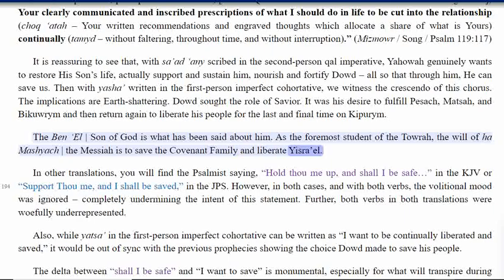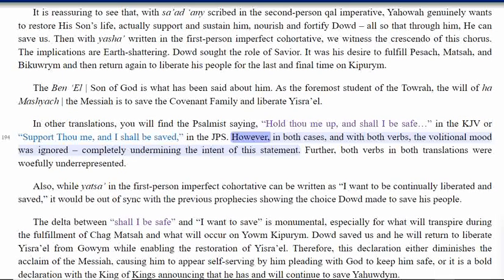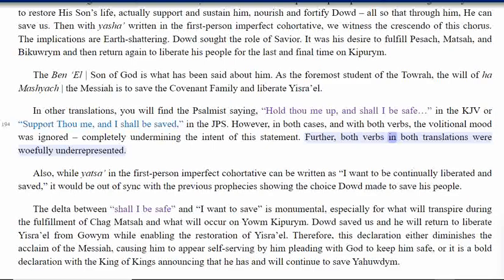In other translations, you will find the psalmist saying, Hold thou me up, and shall I be safe, in the KJV, or support thou me, and I shall be saved, in the JPS. However, in both cases, and with both verbs, the volitional mood was ignored, completely undermining the intent of this statement. Further, both verbs in both translations were woefully underrepresented.